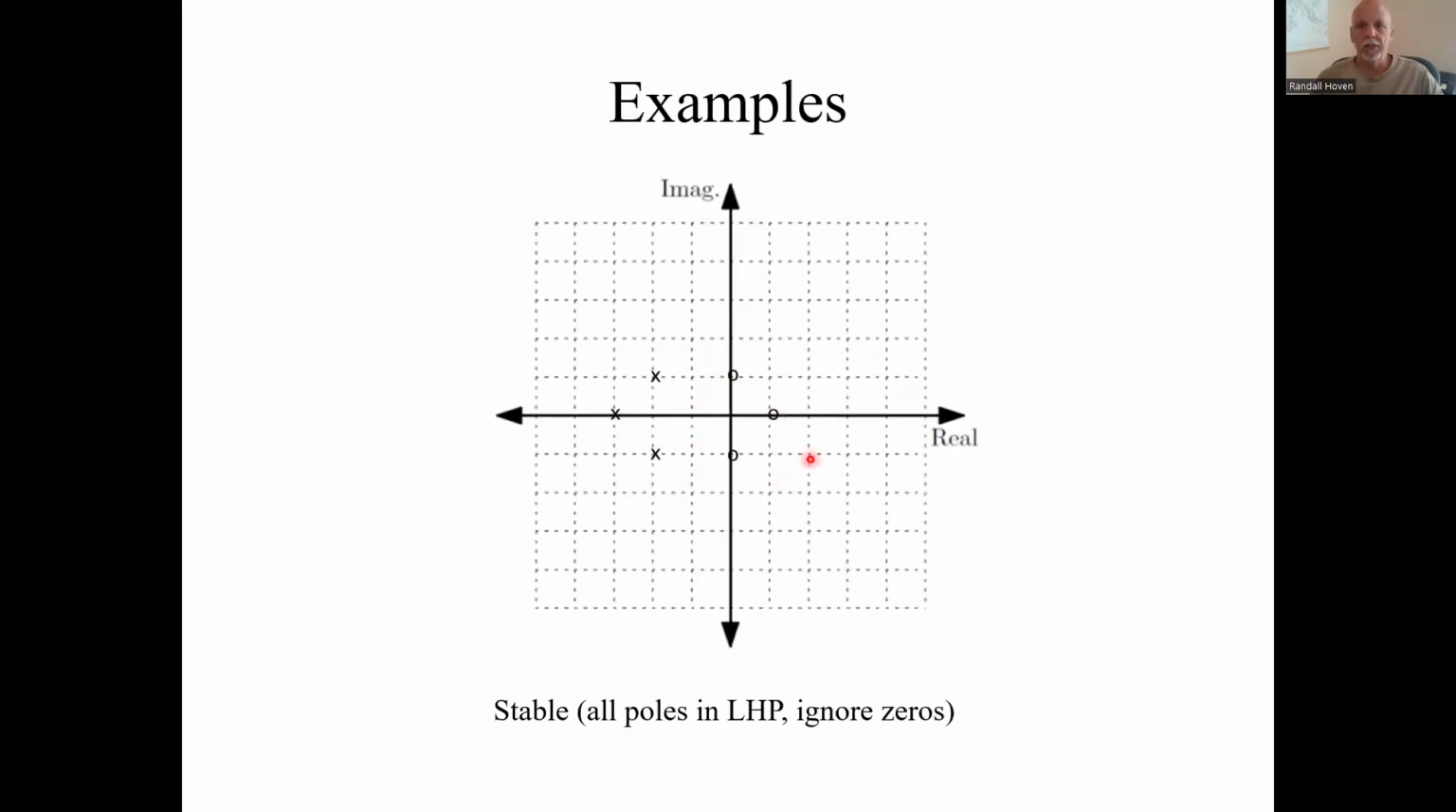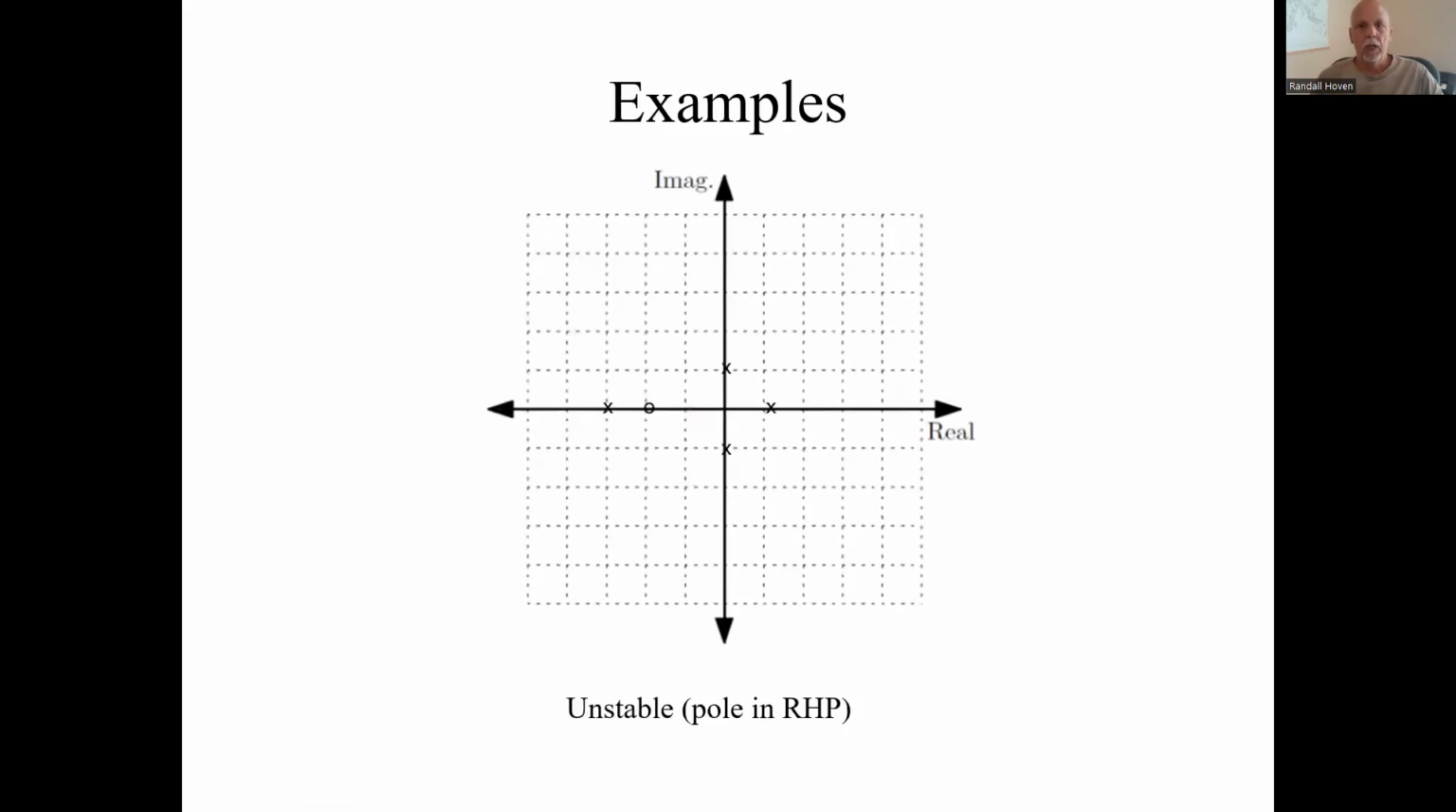Here, just ignore all these zeros. You're looking at the rightmost poles. Again, strictly in the left half plane, stable. Here, as soon as you see a pole in the right half plane, it's unstable. That's a no-brainer. X over to the right of the imaginary axis, unstable.